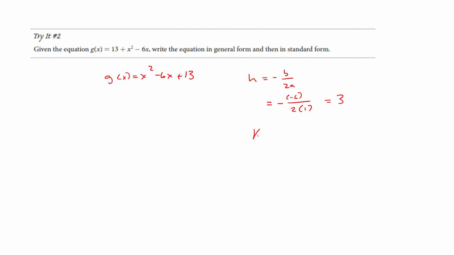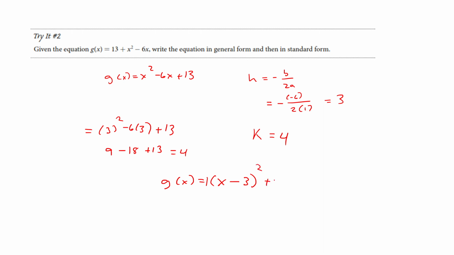All right, now how do we find k? Well, it's the y-coordinate that goes with the h. So I'm going to just plug it in. Okay, so we tidy this up. We'd get negative 9. I'd get 4. So let's build the standard form. Now my a is what comes first. There's a 1 in front of there, so it's just 1 times (x minus the h) squared plus k.